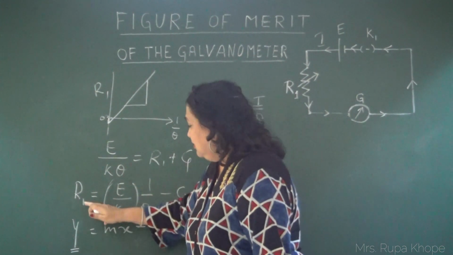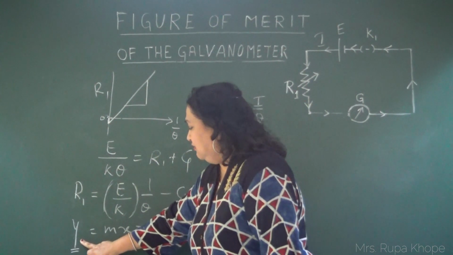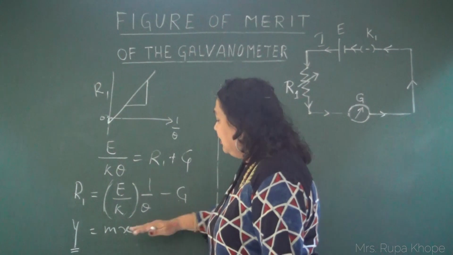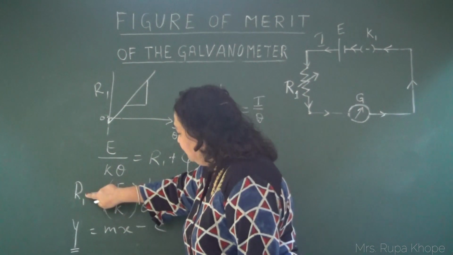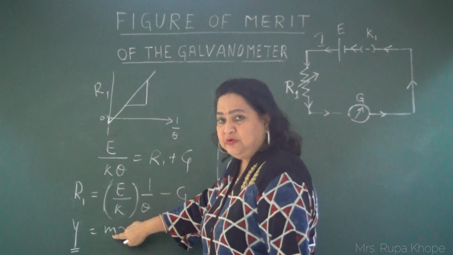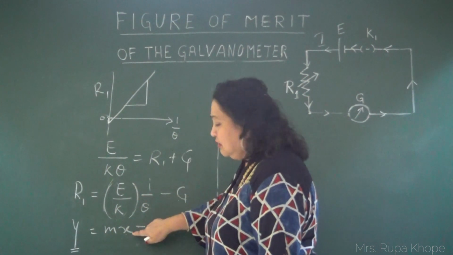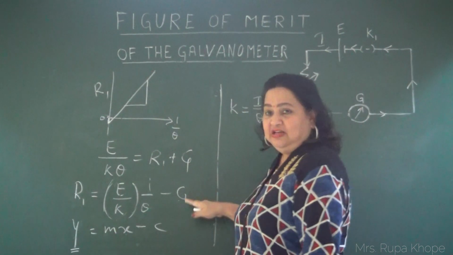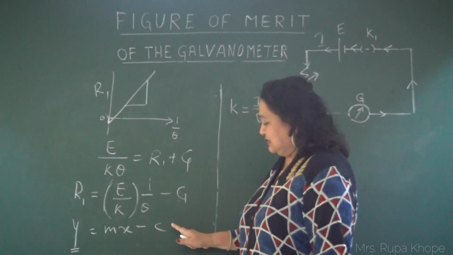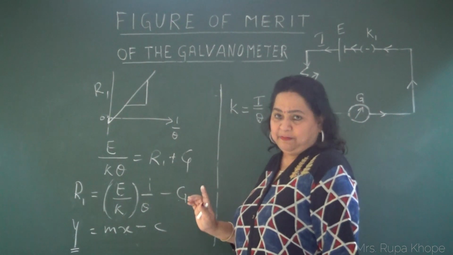Look at the equation. If I take this particular equation of line y is equal to mx minus c, it is comparable. R1 corresponds to y. E by k corresponds to m. 1 by theta corresponds to x. And g corresponds to galvanometer resistance, that is y-intercept.